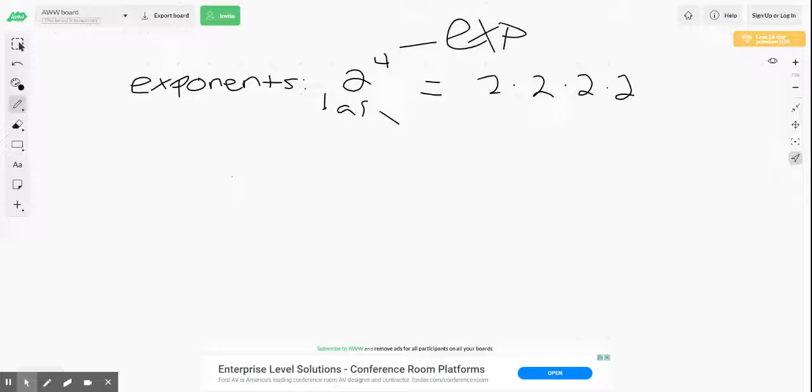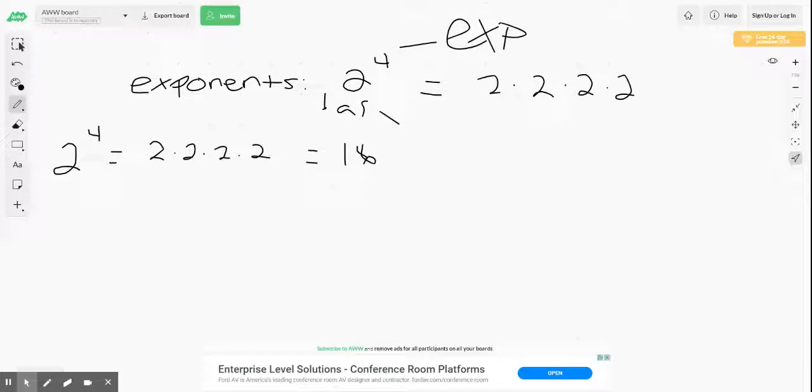So let's say I'm going to take this 2 to the 4. I have 2 raised to the 4. So that means, as I said, that I have 4 factors of 2. So I have 2 multiplied by 2 multiplied by 2 multiplied by 2. And if I wanted to calculate the value of that, I would have 2 times 2, which is 4, times another 2 is 8, times another 2 is 16.